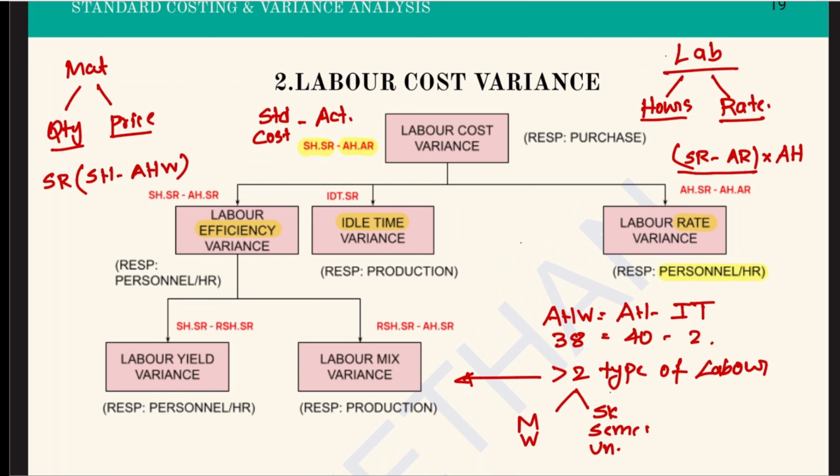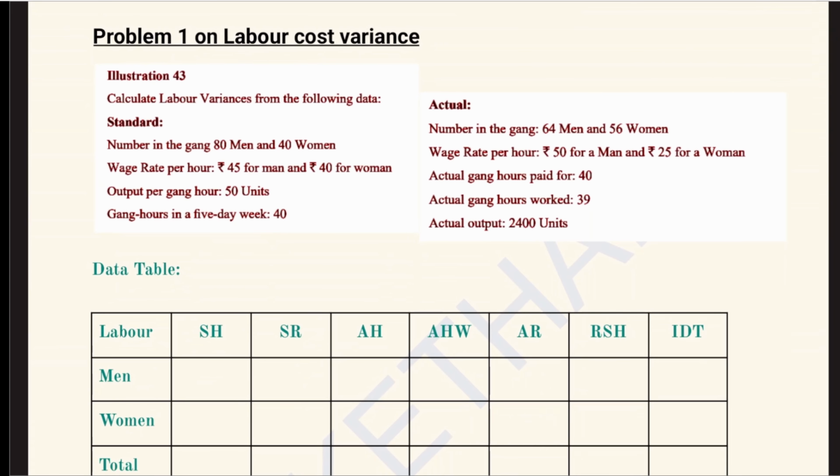We will understand this with one problem. Calculate labor variance from the following data. In the exam, if you get something like this with standard and actual, it's very good. It's very easy to take the details and put them in the table. Standard number in the gang: 80 men and 40 women. That means there is more than one type of labor. This is a 5 variance, in fact 6 variance problem if idle time is involved. Then wage rate per hour, 45 for men, 40 for women. What is this?